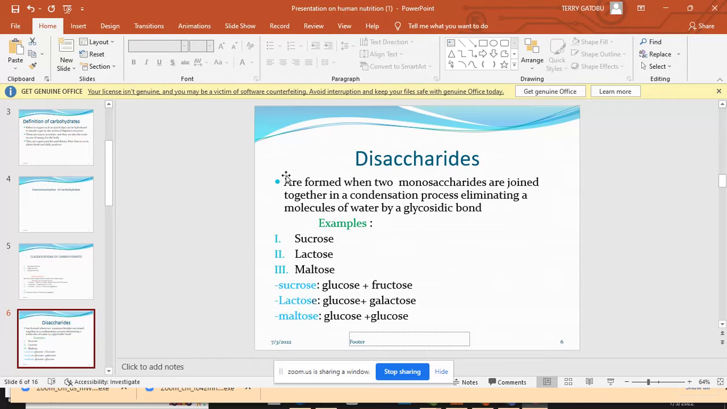Disaccharides are formed when two monosaccharides are joined together in a condensation process, eliminating a molecule of water by glycosidic bond. Are we together, class? For example, we have sucrose, lactose, maltose. When you combine glucose and fructose, you get sucrose. When you combine glucose plus galactose, you get lactose. When you combine glucose plus glucose, you get maltose.